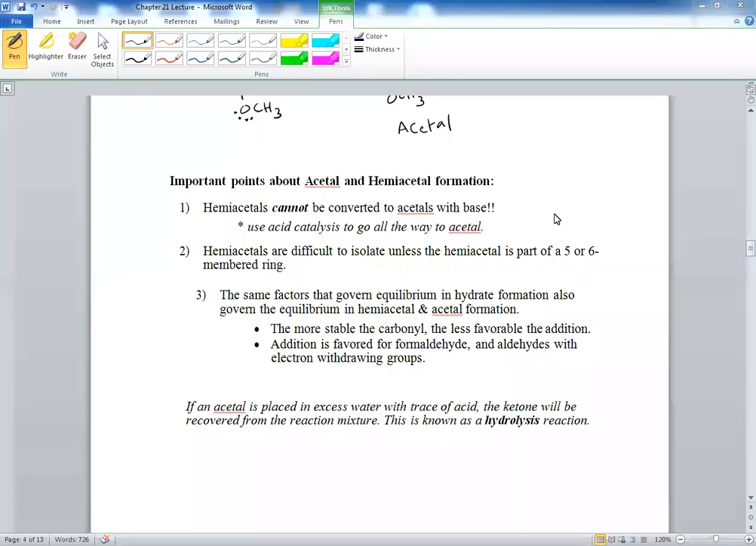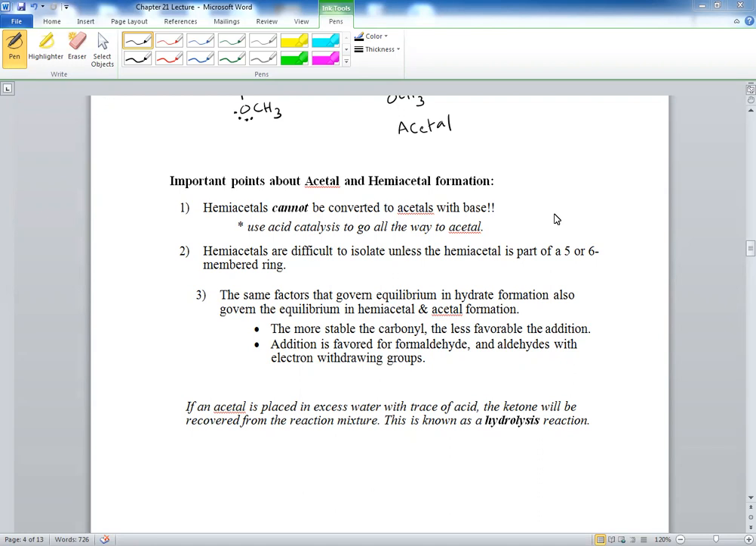Here are some important points about acetal and hemiacetal formation. A lot of these were mentioned, so we're summarizing them here. Hemiacetals cannot be converted to acetals with base. We already established that when we discussed base catalyzed addition of alcohol. So you have to use acid catalysis to form a full acetal.